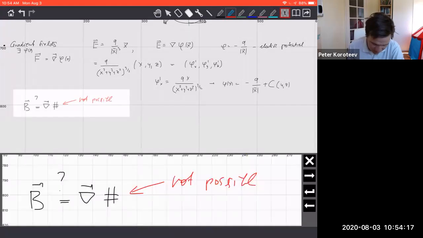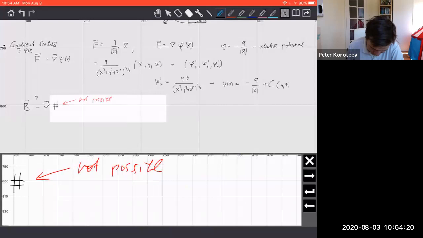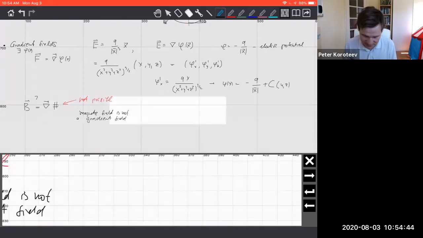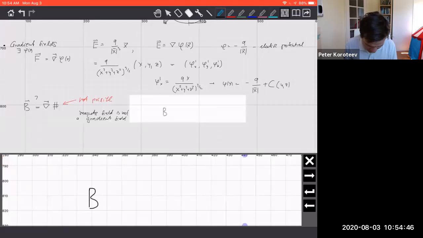So magnetic field is not a potential field. It's not a gradient field, which is the same as potential in physics. But you can do the next best thing. You can actually say that B is equal to the curl.